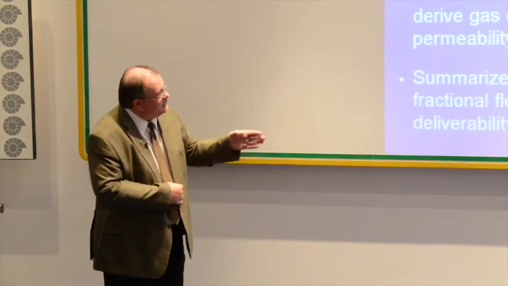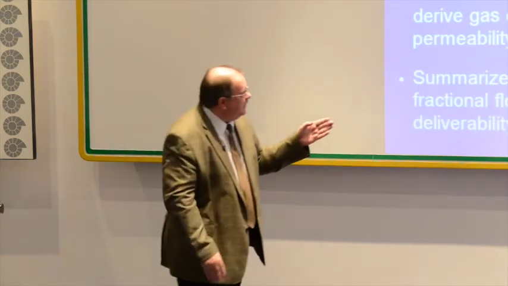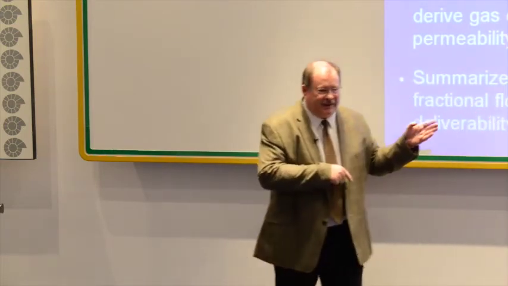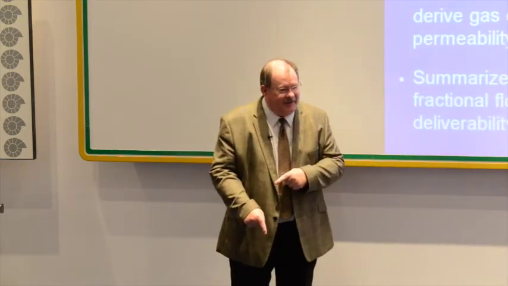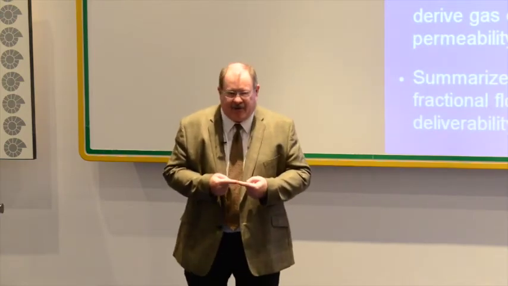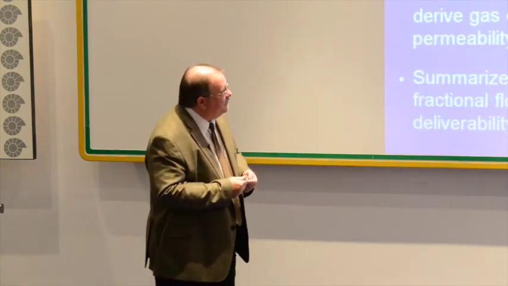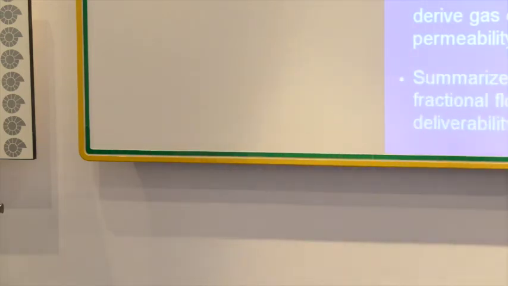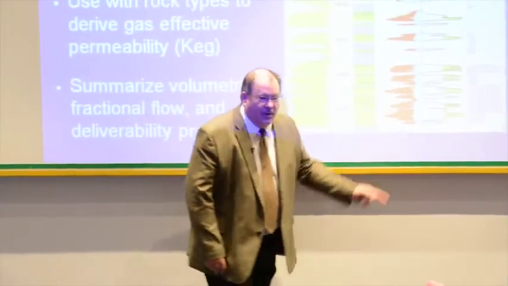The point is, once we got the rock types from the cap pressure, we can derive an absolute permeability. You combine that with a saturation, a relative permeability function, then all of a sudden you've got an effective gas permeability curve. That's what we call our deliverability curve. So then we can start doing statistics about what is the contribution to flow.